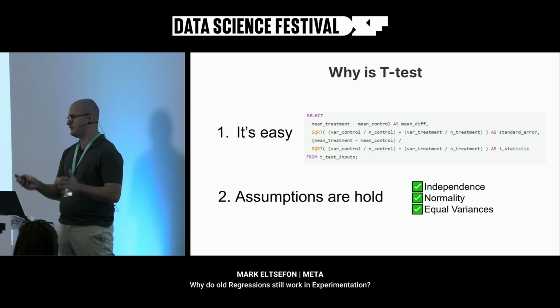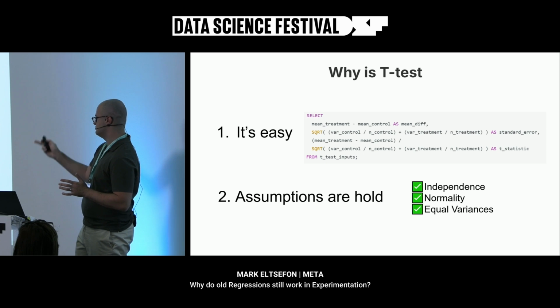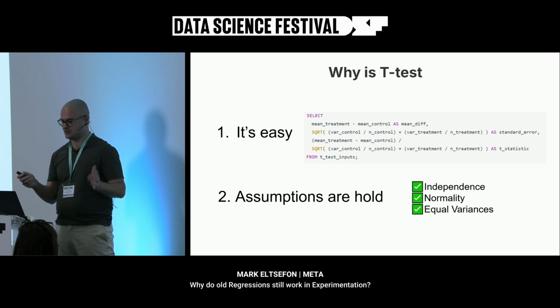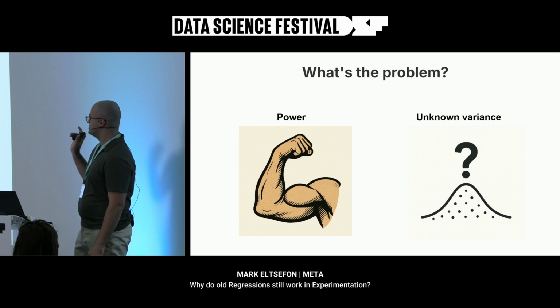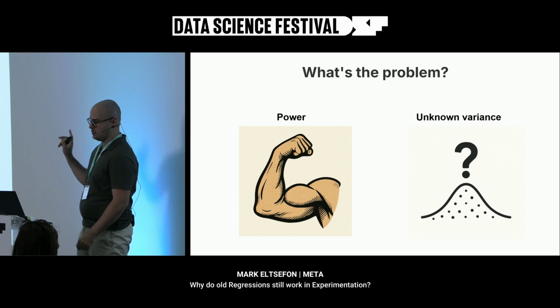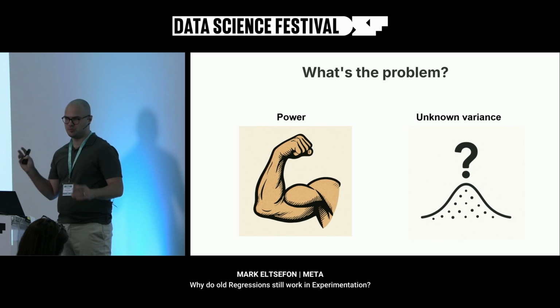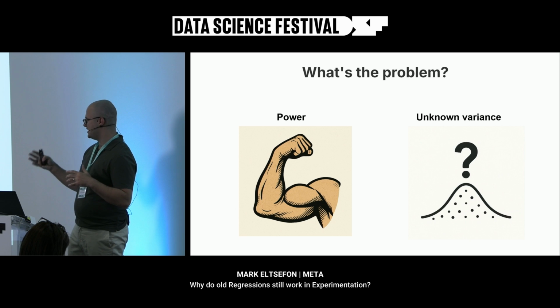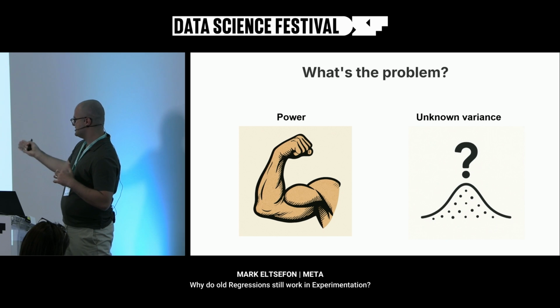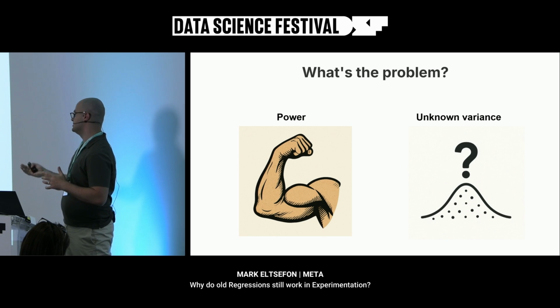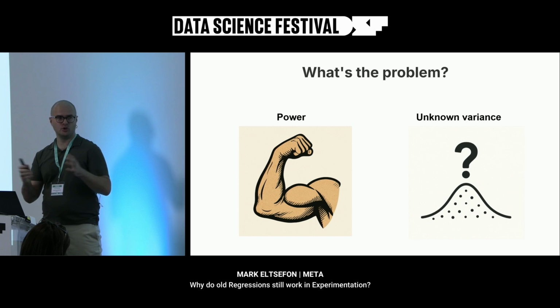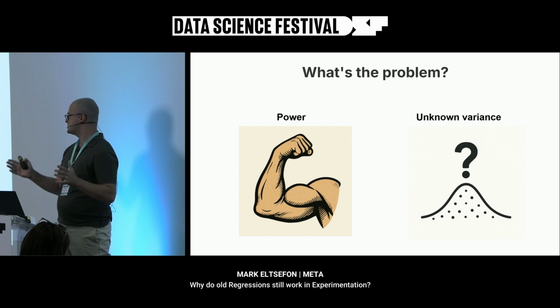But if the t-test is so great, why are we looking for other options? There are two reasons. One is power. Power is our probability to detect a statistically significant difference, if there is one in reality. So we're always looking for ways to boost it.